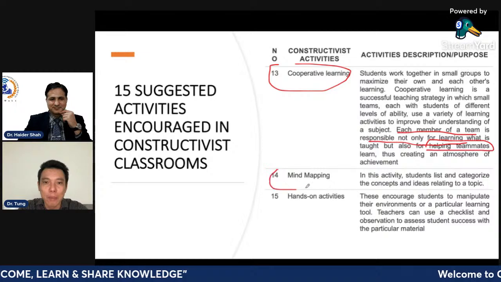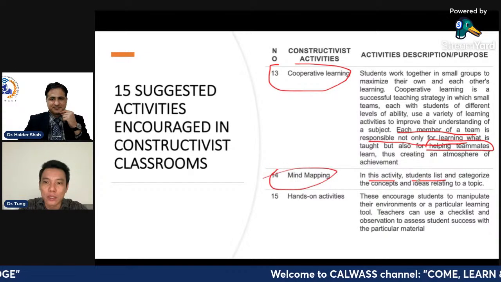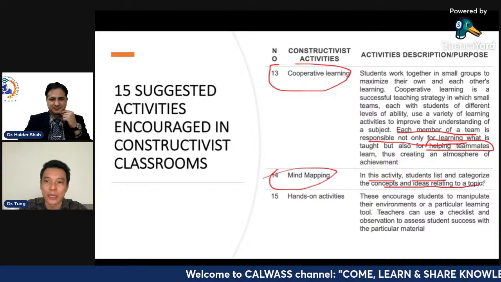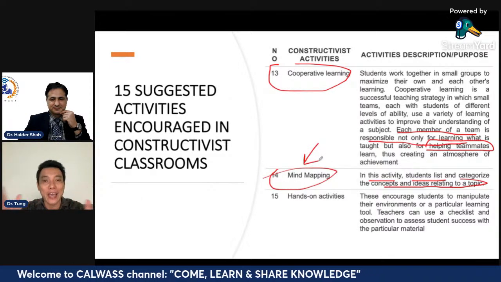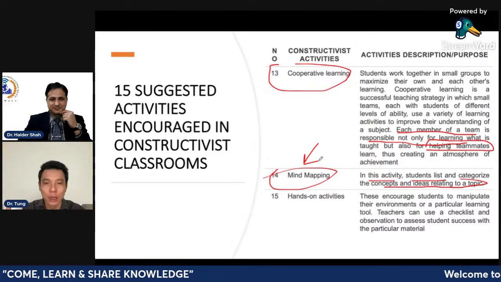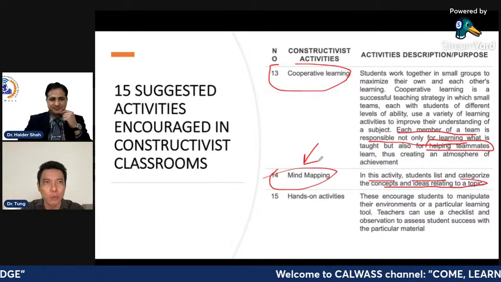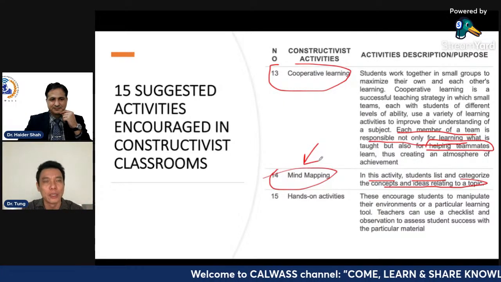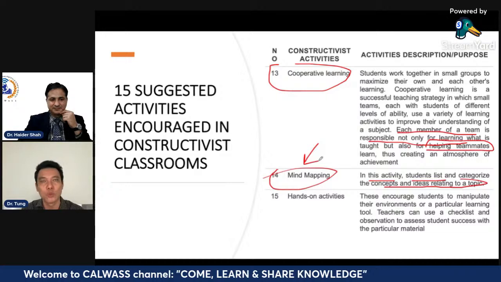Number 14 is mind mapping. In this activity, students list or categorize the concepts and ideas related to a topic. For mind mapping, you can use software like XMind or MindMaster. There are many software options related to mind mapping, and many of them are free. For example, XMind is very good, free software for your students to use.